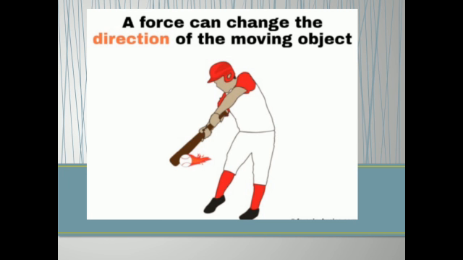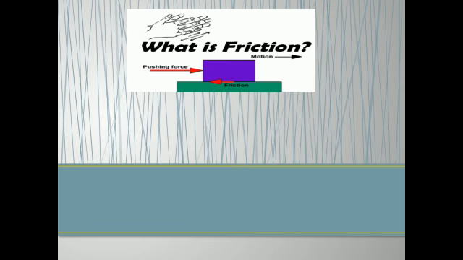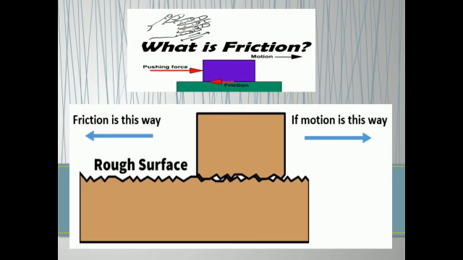Now I will start a new topic, friction. What is friction? Friction is a force that slows things down or keeps things from moving. Whenever one surface moves or tries to move over another surface, the force of friction starts acting on the surfaces. It always opposes the motion. Right? Now what is friction?